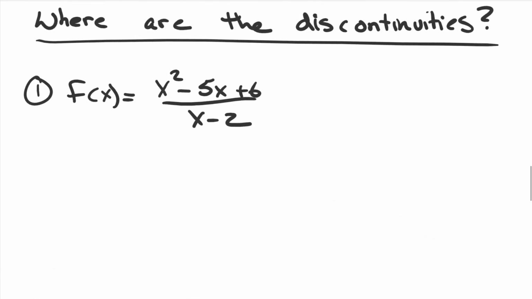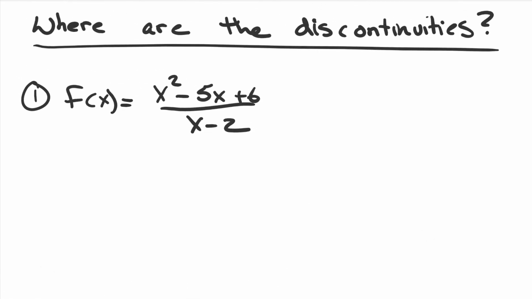Problem 1. Where are the discontinuities? Anybody? Where are we at? I know, because in class, usually people stare at me and they just go, is there a value we're not allowed to divide by? I think that's 0, right? So this is all we're going to do. X can't equal 2. It's discontinuous there. That's where the discontinuities are.